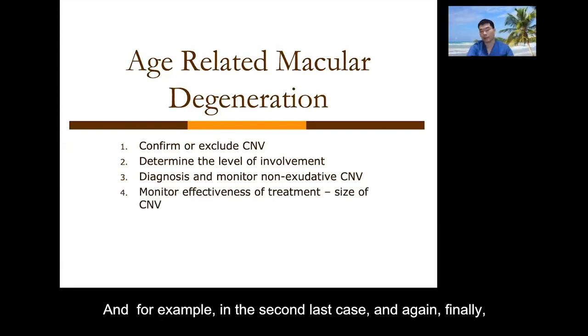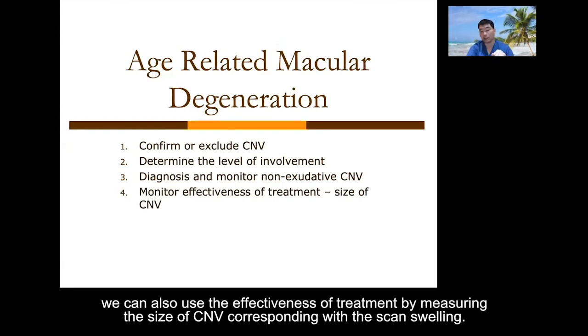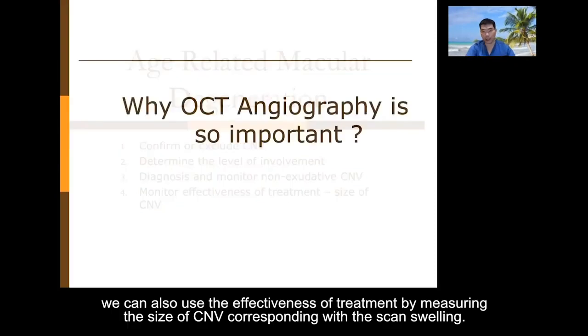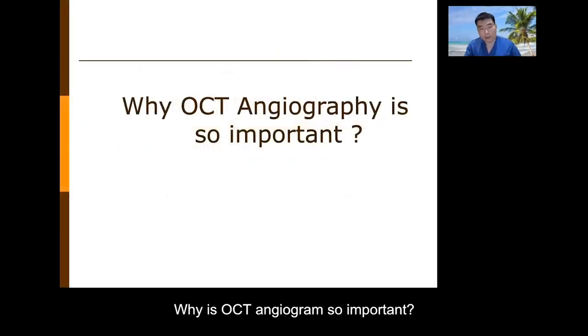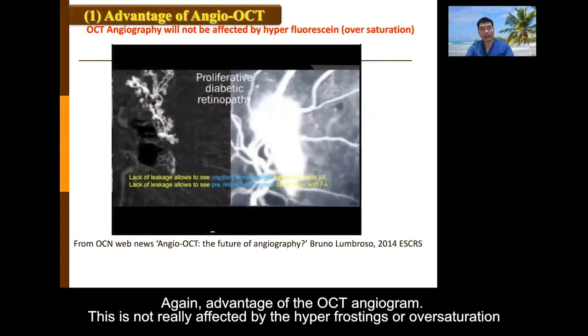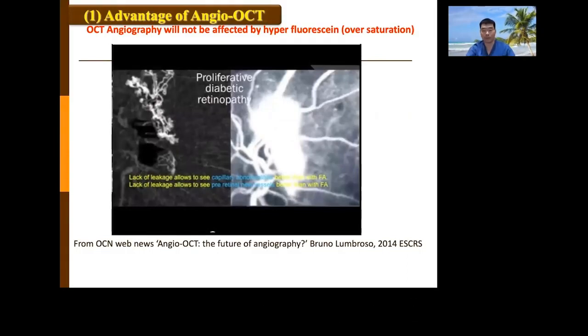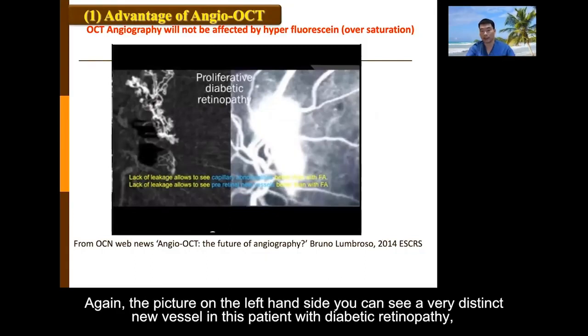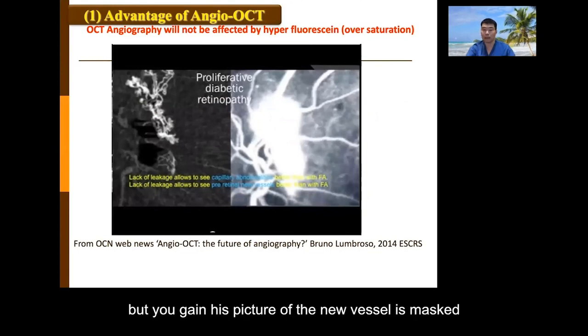And finally, we can also use it to monitor the effectiveness of treatment by measuring the size of the CNV, corresponding with the B scan swelling. I'll end my talk by saying, why is OCT angiogram so important? The advantage of the OCT angiogram is that it is not really affected by the hyperfluorescence or oversaturation that you can see in fluorescein angiogram. On the picture on the left-hand side, you can see a very distinct new vessel in this patient with proliferative diabetic retinopathy.